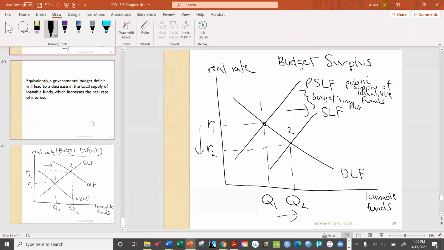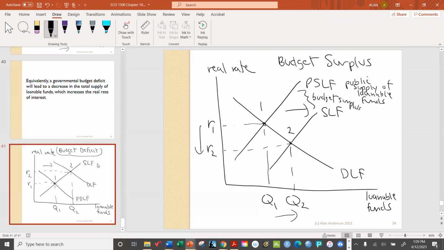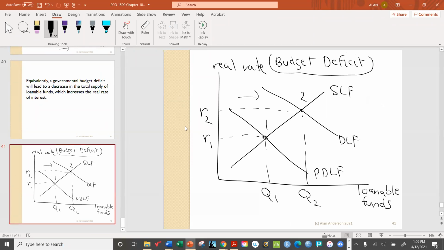Now, in the more common case of deficits, what they're essentially saying here is that because the government is not providing any funds to the market, we can think of this as actually an increase in the demand for loanable funds by the government. Okay, this is the case of the budget deficit.